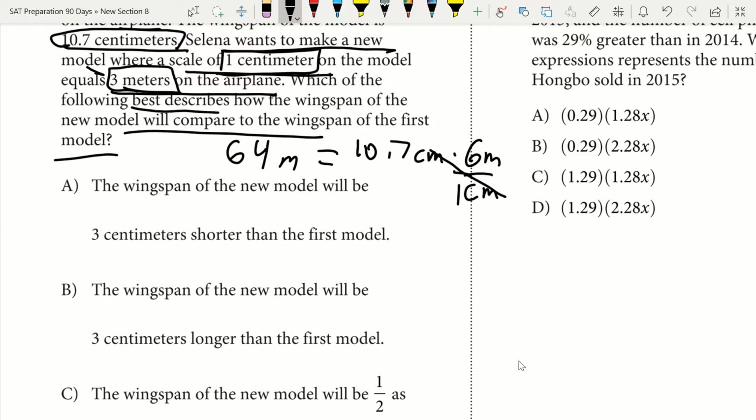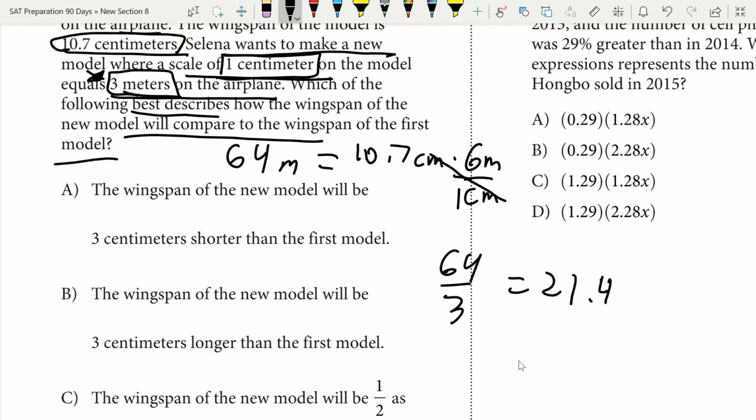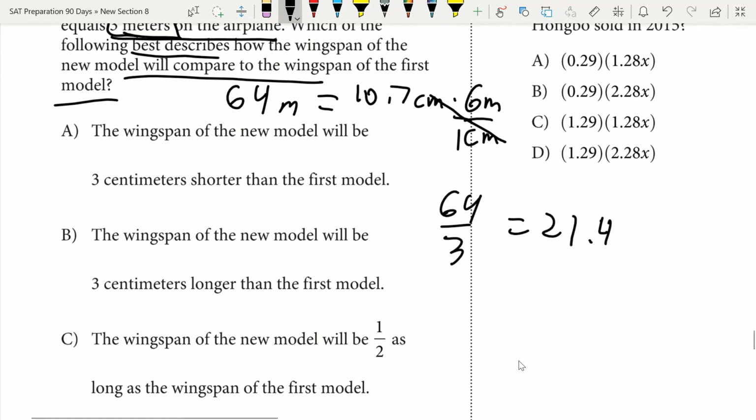Well, now in my new one, if I want it to be 3 meters for each centimeter on the model, then I would take that 64 and divide it by 3, and that's going to give me something that's much larger than that 10 centimeters, right? That's going to give me something right around 21, 21.4 or something, okay? So that's just about double, right? Which makes sense because we're doubling that scale. We're going from it representing 6 to 3, right? Which means it's going to have to be larger, since it's representing less of that airplane per every centimeter. So we know that's going to be a double, right? So let's find the answer that says a double.